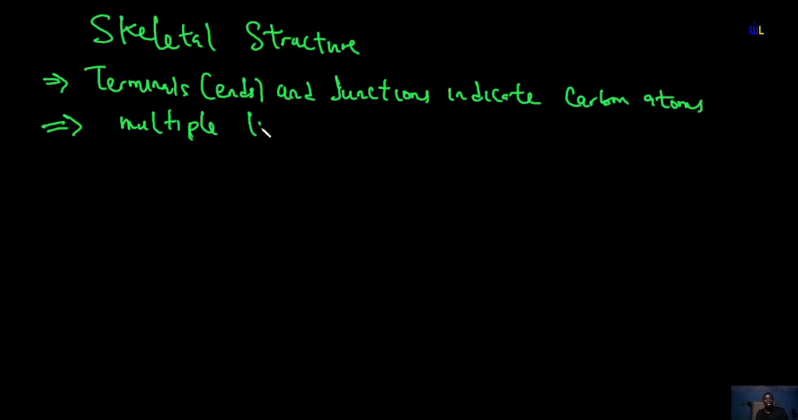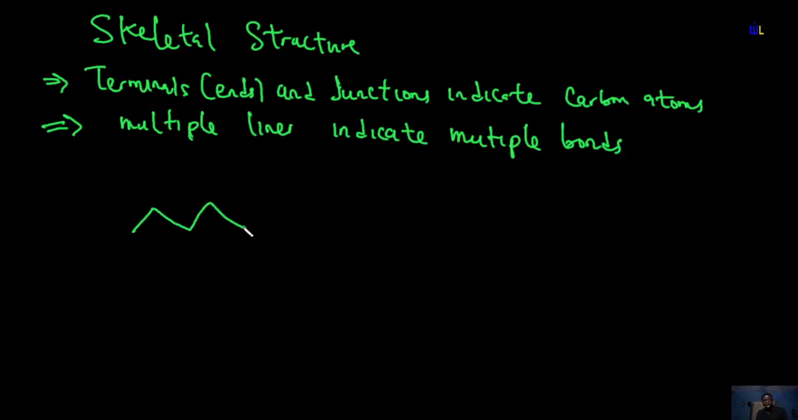The second point about the skeletal structure is that multiple lines indicate multiple bonds. So the skeletal structure is a very weird structure. It's just lines basically. But the point is that every end and every junction indicates a carbon atom. So this is actually an organic compound. This is 1, 2, 3, 4, 5, 6, 7, 8, 9. So this is nonane. How do I know that this is nonane?